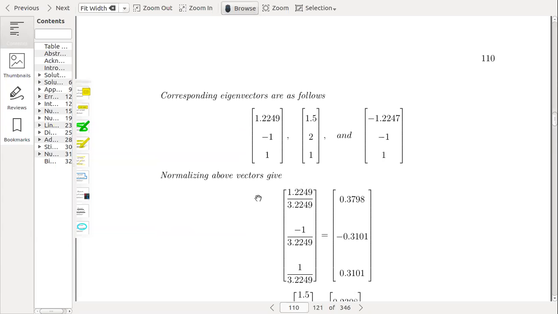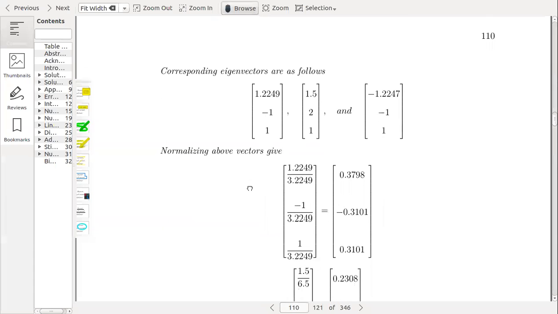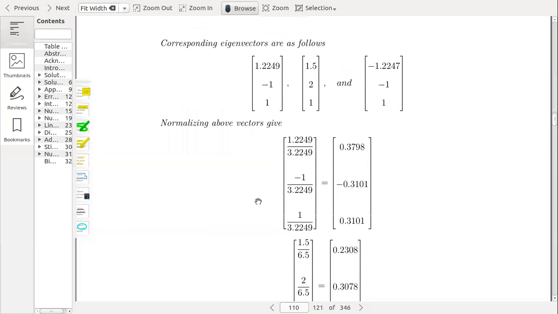Normalizing the above vectors gives, so we can normalize this matrix: get the magnitude, 1 square plus 1 square plus 1.2249 square, then add these values and divide 1.2249 over this magnitude. You will get 0.3798, minus 0.3101. And then you normalize this one: 1 square is 1, 2 square is 4, 4 plus 1 is 5, and 1.5 square will be equal to 6.5.